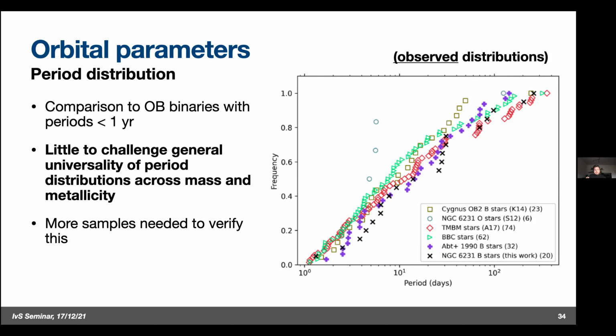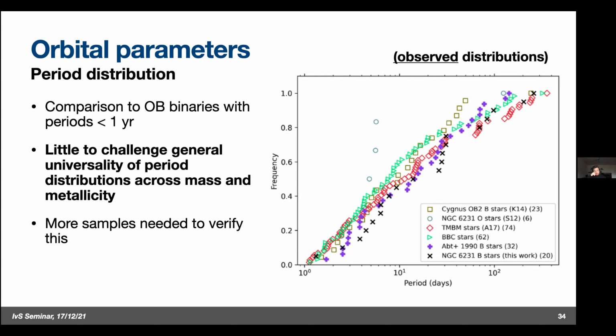Once we do that, we can see that they're all quite similar. And statistically speaking, there's nothing much here to challenge that there seems to be a general universality of period distributions across both mass and metallicity. And this could suggest that there's some kind of universal formation process for stars, regardless of their mass and their metallicity, in massive stars in particular.